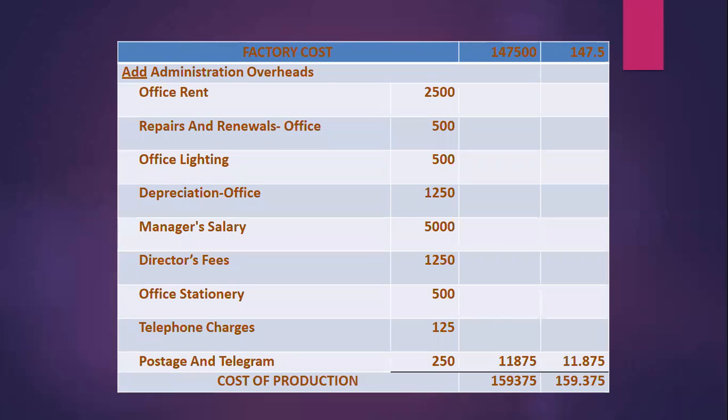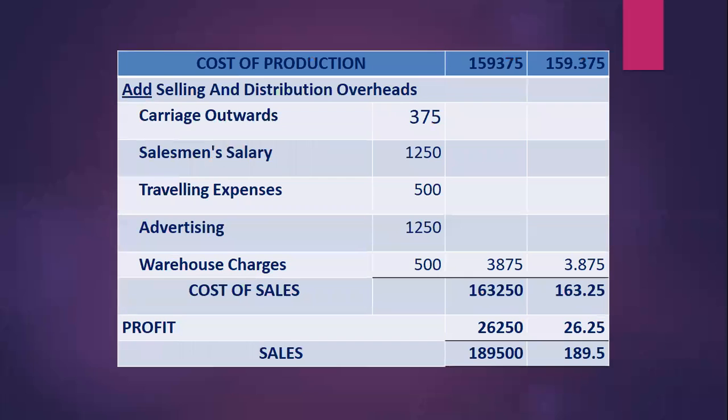Yes. Okay. Next one, once you get cost of production, we have to adjust selling and distribution overhead. You have to take the total of selling and distribution overhead, and when you add it to cost of production, you will get cost of sales. And when you add profit margin, you will get total sales. And when you divide total sales by number of units produced, you will get the rate or selling price per unit. Is this clear?